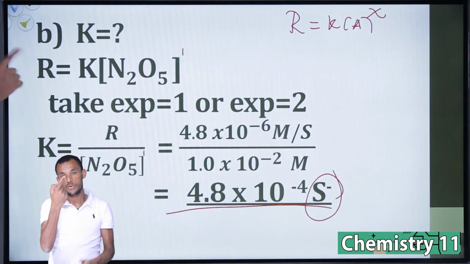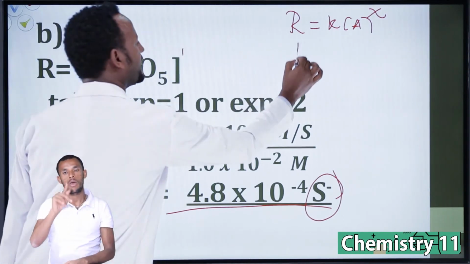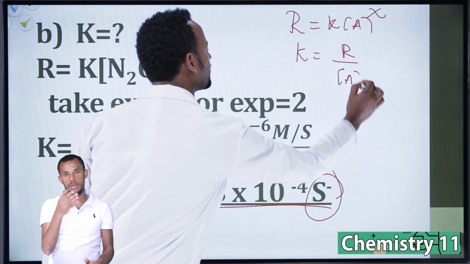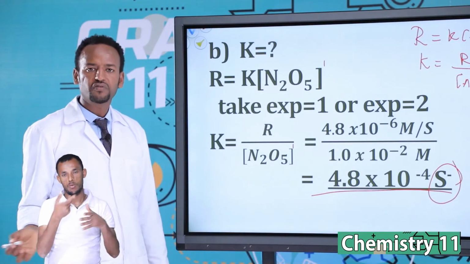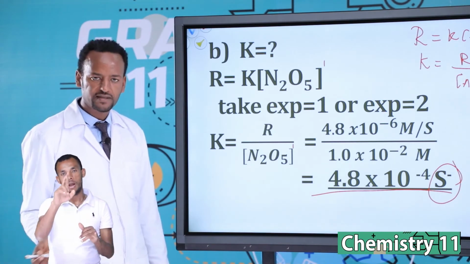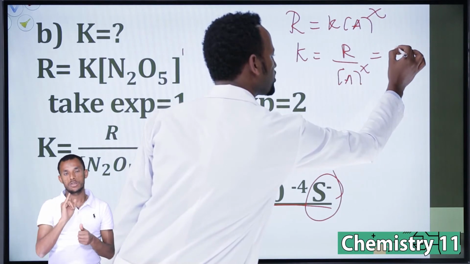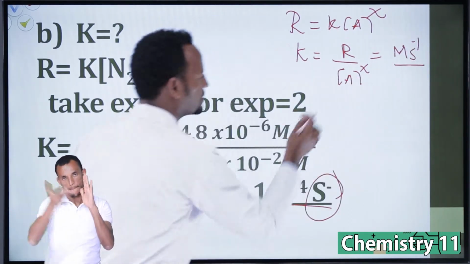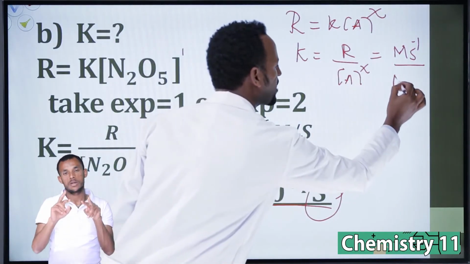By using this equation, determine the units of K. K is equal to R over A to the power of x. Students, what is the unit of R? What is the unit of rate? Previously discussed, it is concentration, already molarity, per second. This symbol indicates what? The square bracket indicates concentration, already molarity.